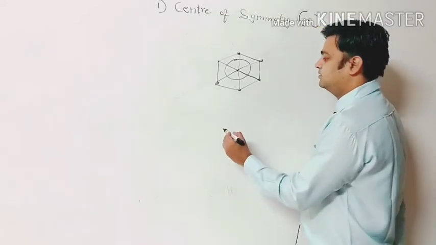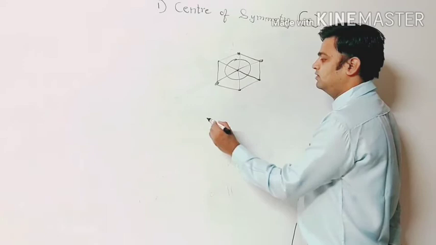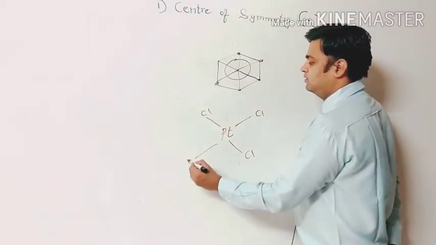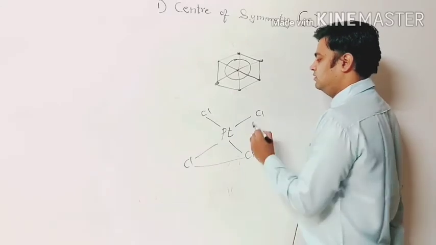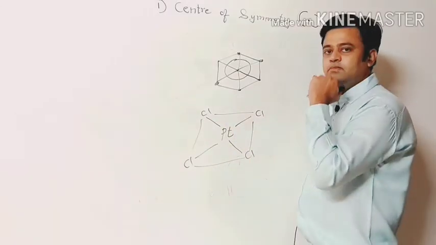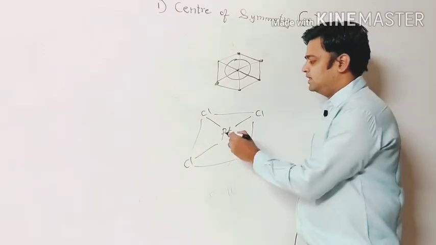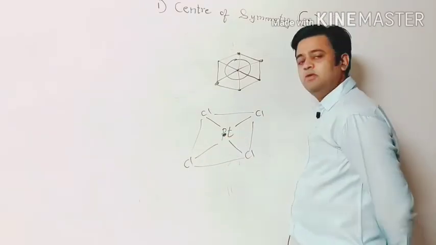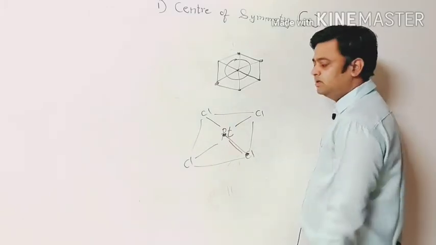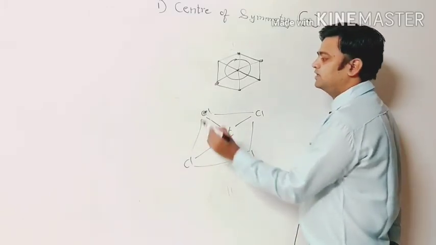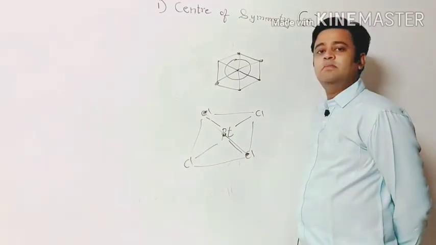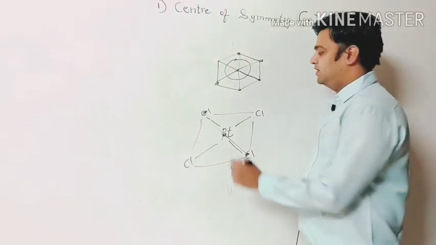Now let's take another example, tetrachloroplatinate. I am not going to write the charge. At the center, we have put a dot over the platinum. It meets chlorine, and in the opposite direction it also meets chlorine. That means yes, tetrachloroplatinate also possesses center of symmetry.